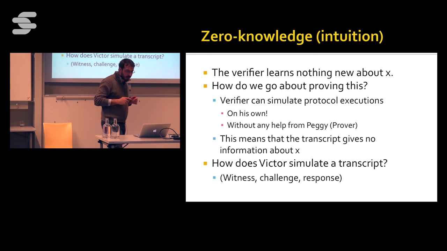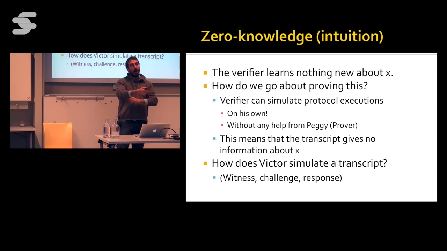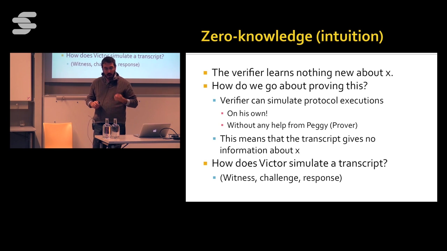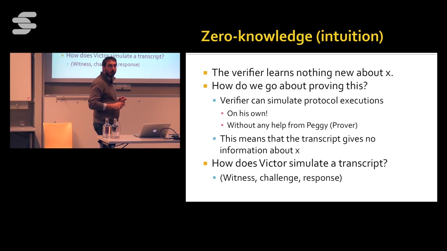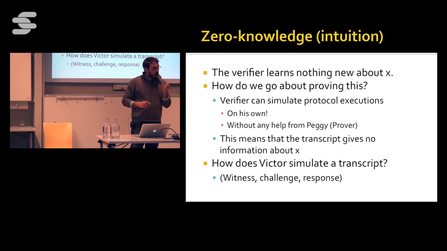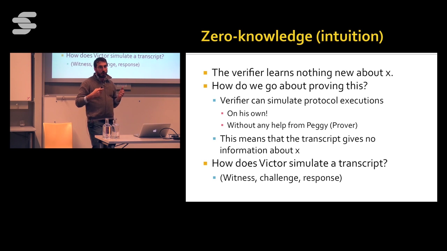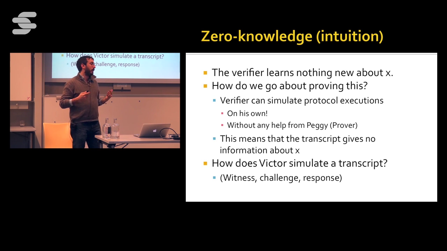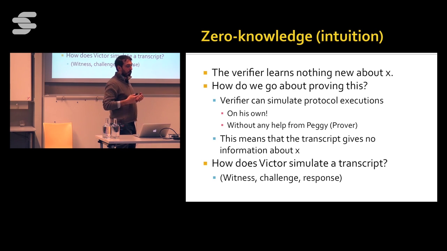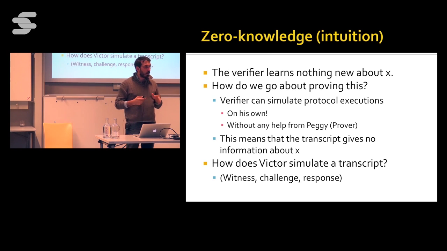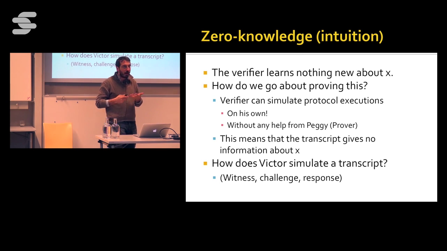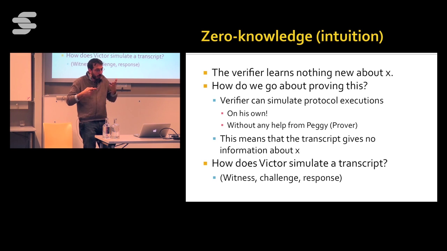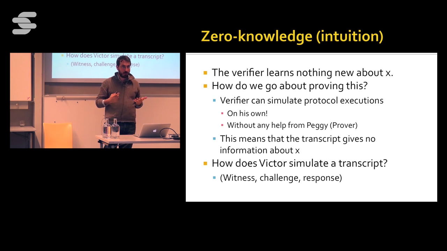Now, the second intuition is even more strange, and it goes as follows. Now we try to prove that when we execute this protocol, Victor, who receives all this information, does not learn anything about X, anything at all about X. And this is a very tough thing to prove, right? Because clearly he receives this response R, which is in part a function of X. So how comes he learns nothing about X? How do we even go about proving this?